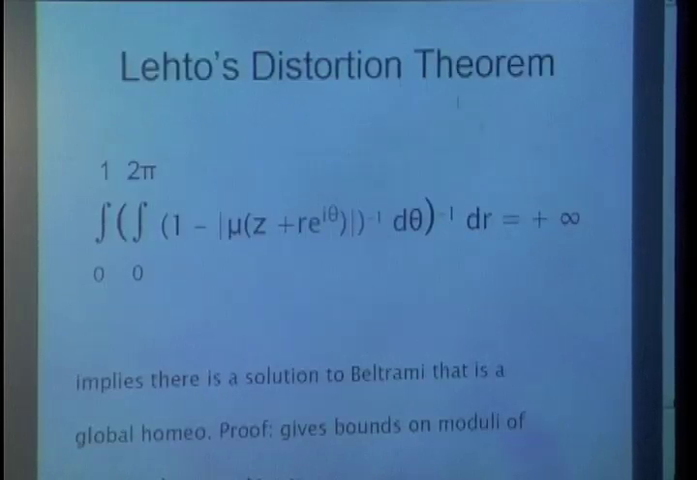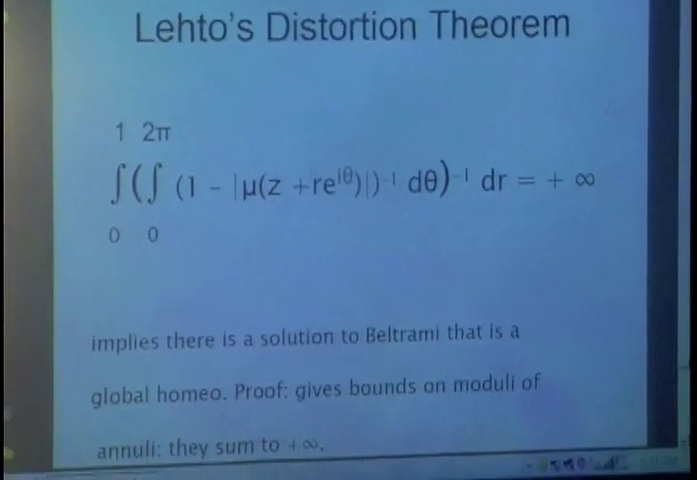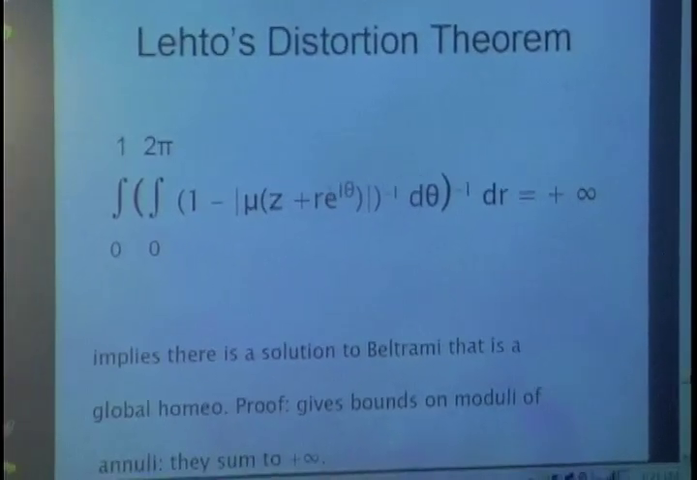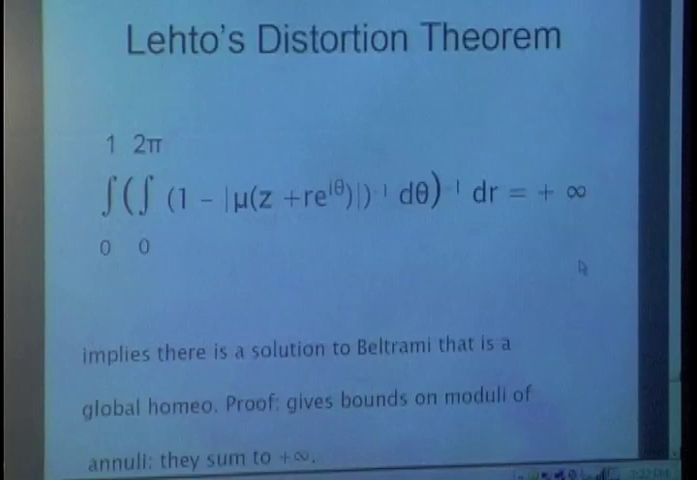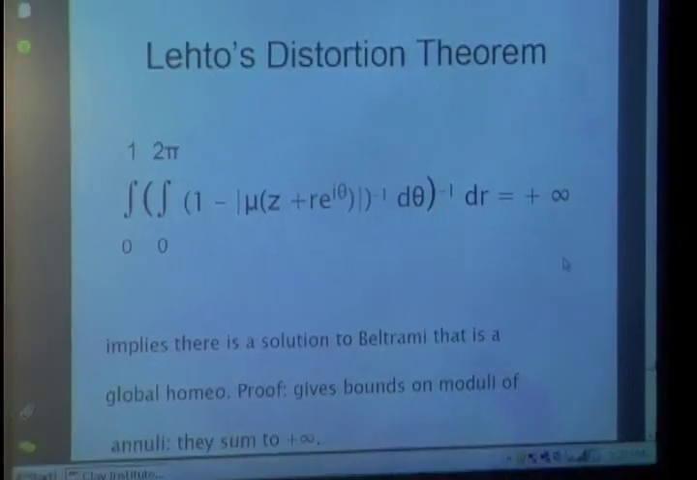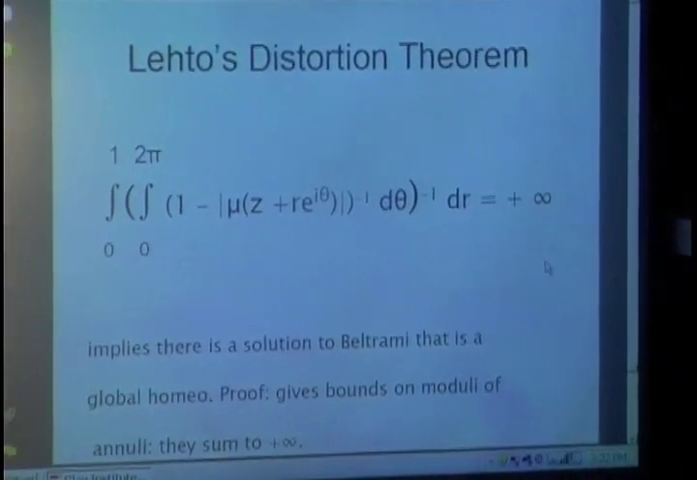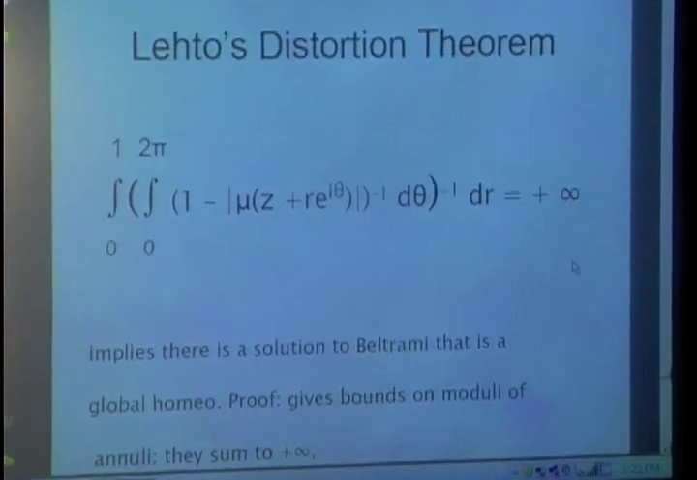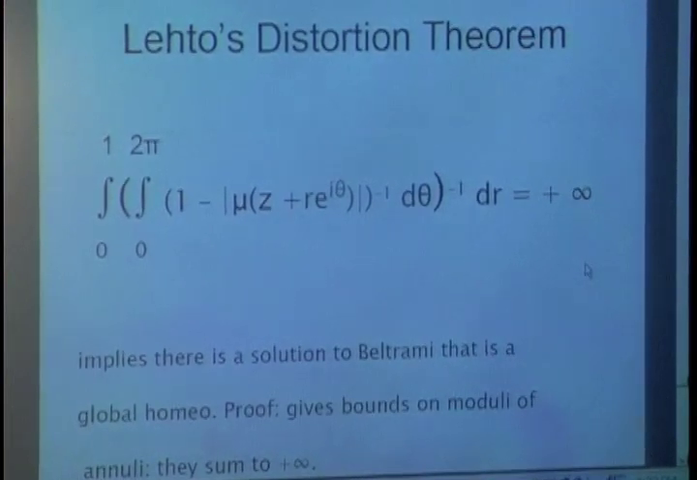And so here's a nice theorem due to Lehto from the 1970s. So it's a technical result. So you fix a point z, and then you draw a circle around it. So you look at r e to the i theta, and then you take 1 over 1 minus the absolute value of mu at a point on the circle. So you integrate around the circle, and now you integrate from 0 to 1. And if this is plus infinity, that means there's a solution to Beltrami that's a global homeomorphism. And the proof is actually something that's used in holomorphic dynamics all the time, that you get bounds on sums of moduli, and the moduli sum to infinity, and everything becomes under control.